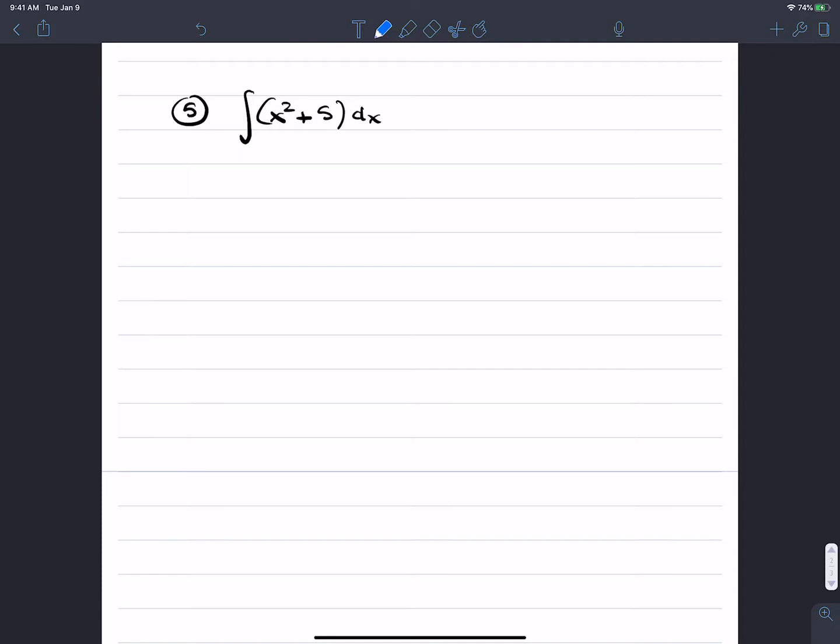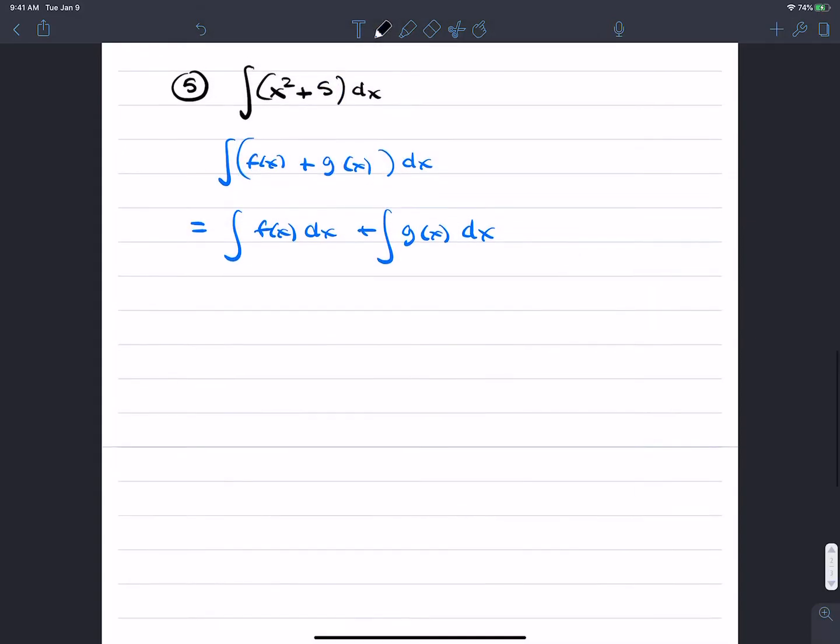So let's remember, we did have a property where you had the first function plus the second function. This is the integral of a sum, and the integral of a sum is actually the sum of what? The sum of integrals. It's the same exact property as before when we found antiderivatives. So this is what we'll be using. We can think of this as the integral of x squared dx plus the integral of 5 dx. And so now you have two integrals.